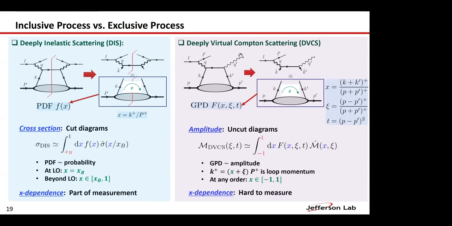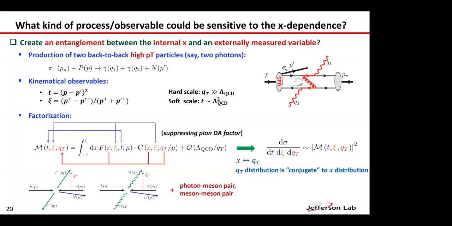For an exclusive process, the diagram looks similar, but it's actually different because you only observe the photon in the final state. Then this loop momentum is completely dummy, it is integrated over. So you will find that you are not sensitive to the X dependence, only sensitive to certain moments, depending on the hard part. So now, what kind of process observable could be sensitive to X dependence? That's a question my collaborator and I tried to answer: is there a way we can find a new type of process which will give us more direct sensitivity to the X dependence of the GPD, which is very important for calculating different moments.